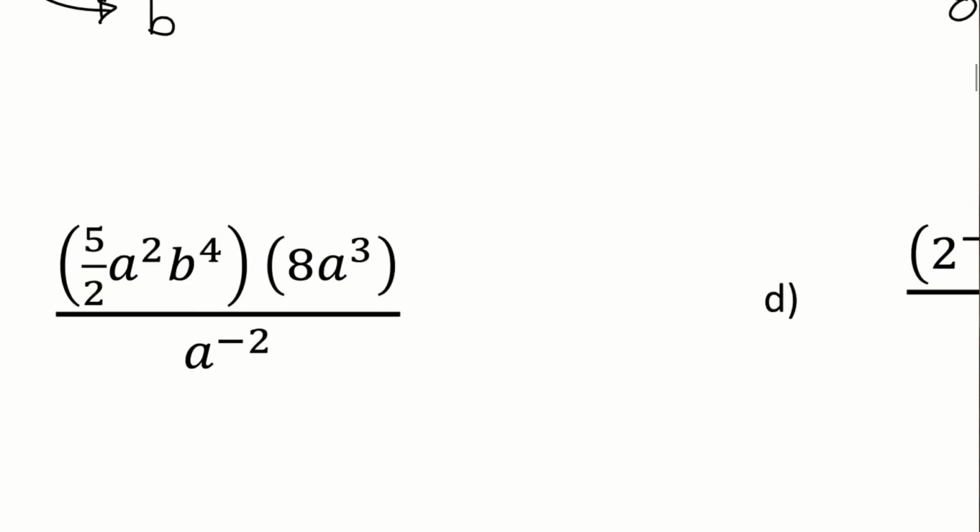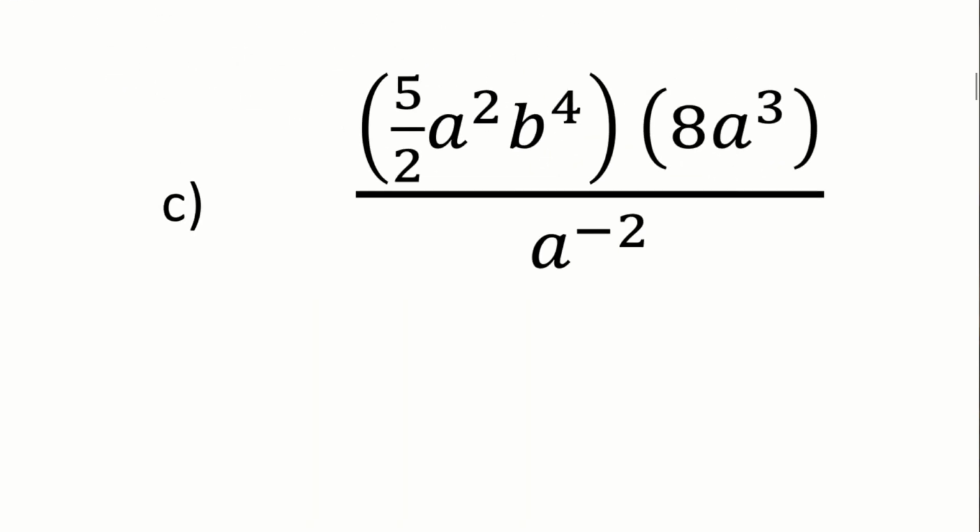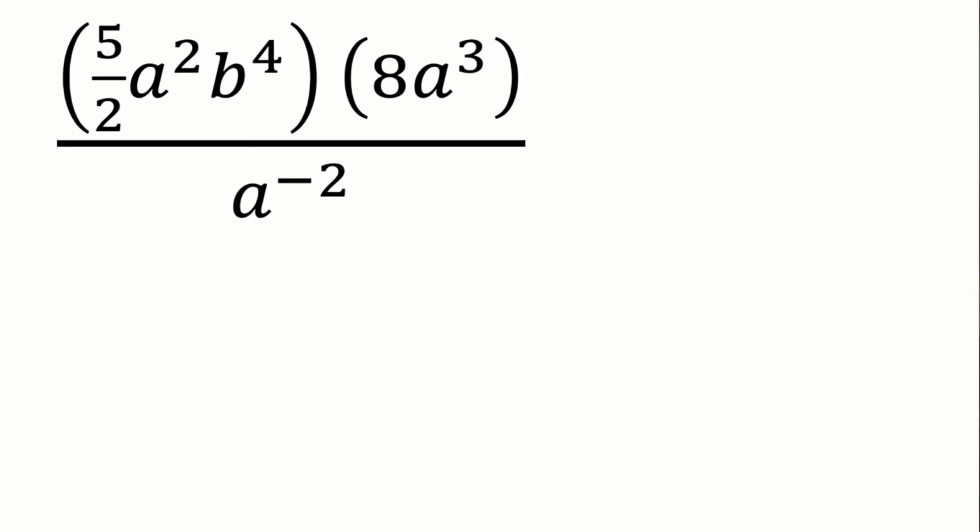Part C, again, I see a numerator and a denominator here. And in my numerator, there's some numerical coefficients, so I'm going to go ahead and multiply those. I've got an 8, and I'm going to multiply that by 5 halves. If I multiply 8 by 5 halves, I could do it two ways. 5 times 8 is 40, and then half of 40 is 20. Or I can take 8 divided by 2 and get 4, and 4 times 5 is still 20. So my numerical coefficient in the numerator just becomes the number 20.